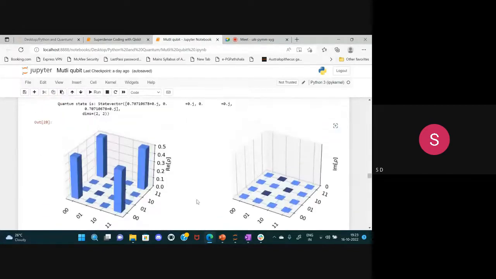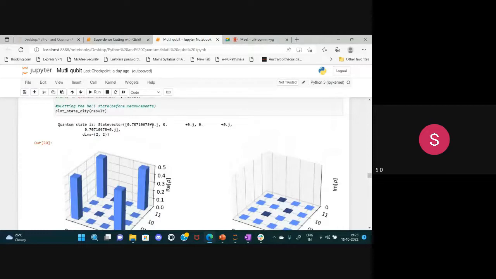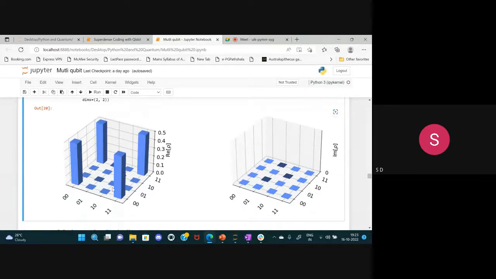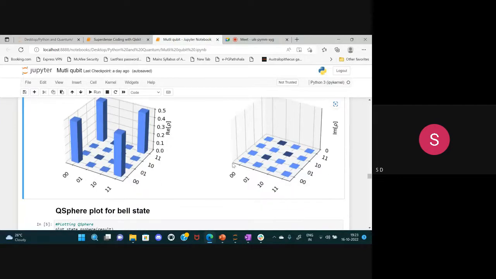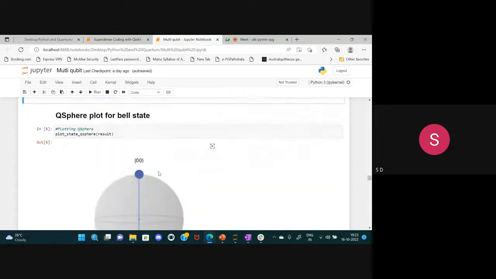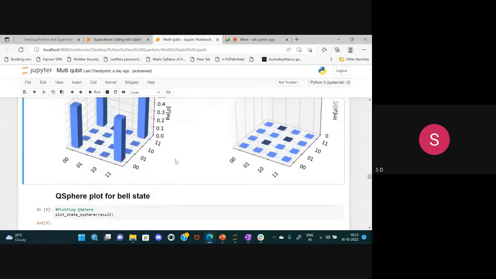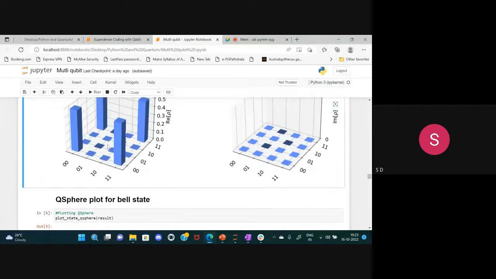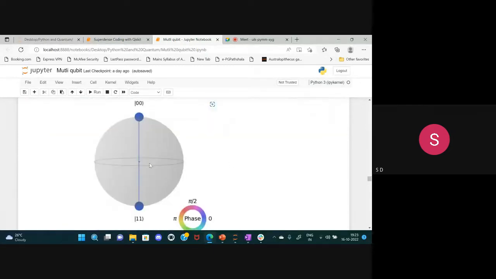So if you solve like this, we get 0.707 for the first part and the last part. So that is why in 00 and 11 we are plotting like this. And the second graph, we don't have anything because it is a complex number, and we don't use complex numbers in this, so it is empty. And then we are looking at the Q-sphere, since we got output as 00 and 11, so it will be in the Bell states.